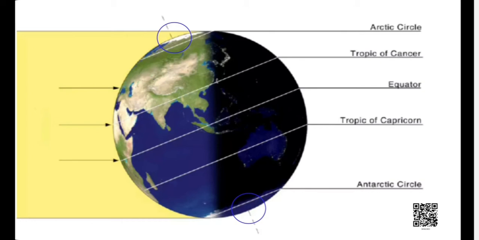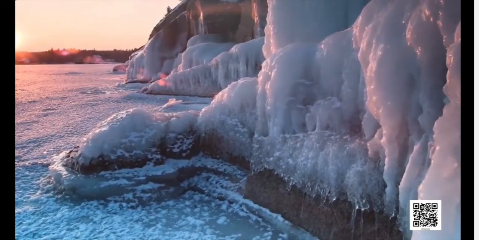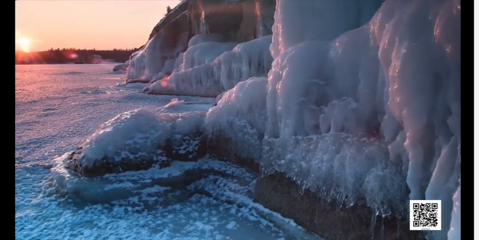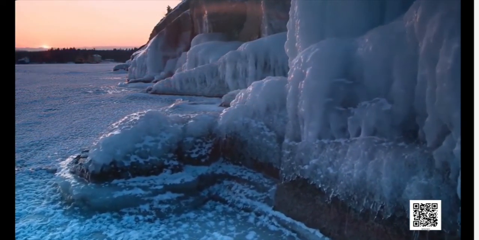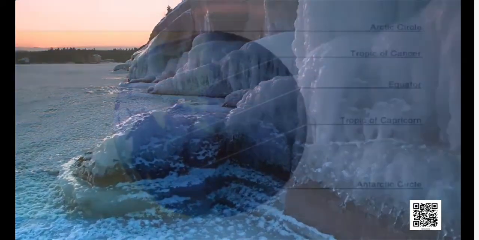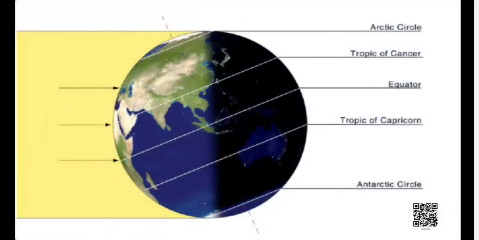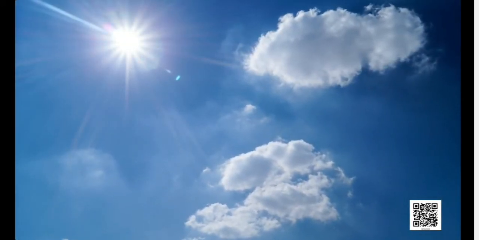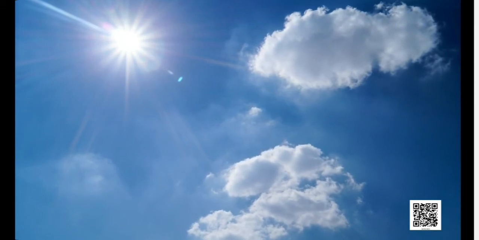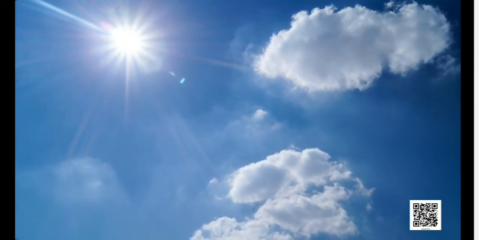The North Pole is inclined towards the Sun and the places beyond the Arctic Circle experience continuous daylight for about 6 months. Since a large portion of the northern hemisphere is getting light from the Sun, it is summer in the regions north of the equator. The longest day and the shortest night at these places occur on 21st June.